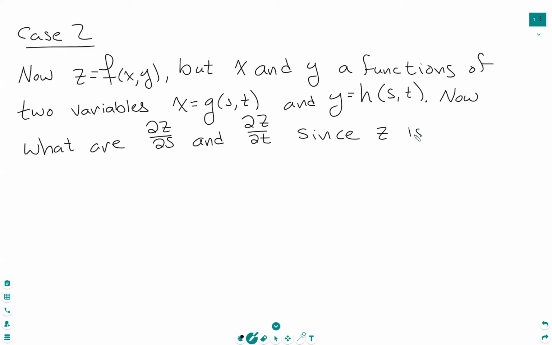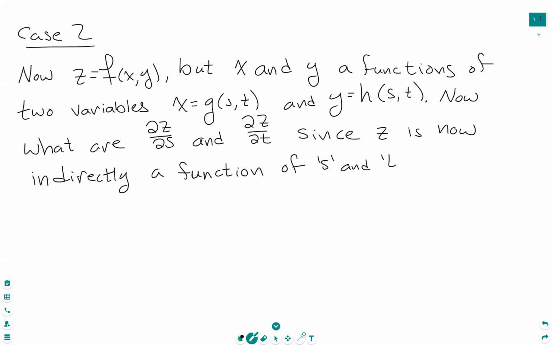Since z is now indirectly a function of s and t. Right? Because if x and y are functions of s and t, then z is inherently a function of s and t, and we can talk about their partial derivatives. So we can take partial z, partial s, and partial z, partial t. So when we did partial derivatives, the other variables were fixed, right? They were these constants.